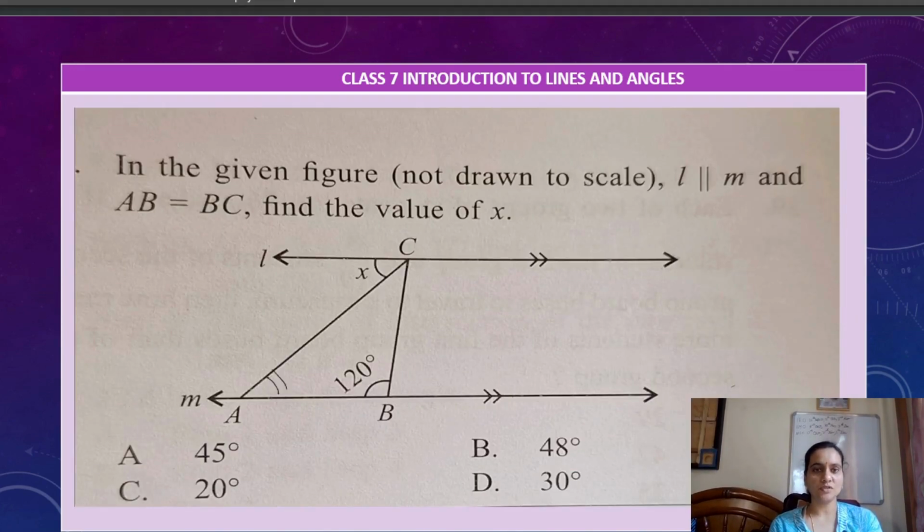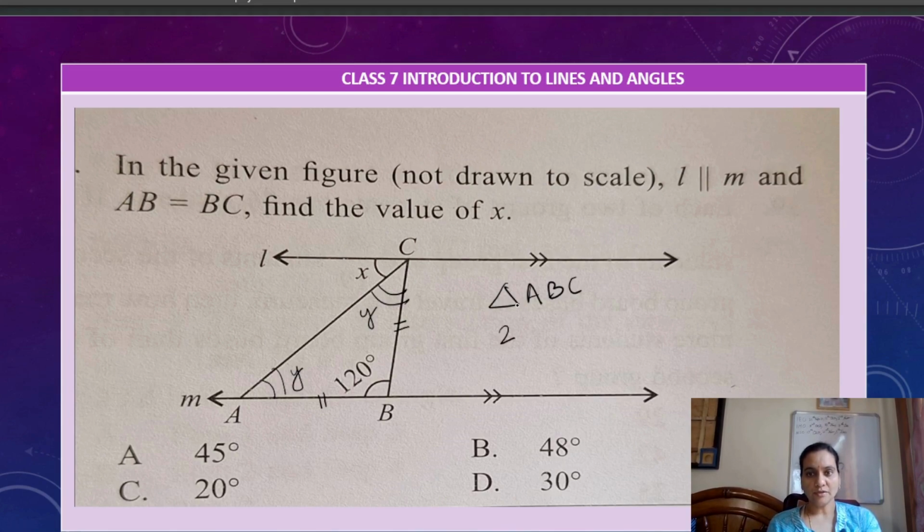Now let's have a look at this question. In the given figure, not drawn to scale, L is parallel to M and AB equal to BC. Now this here AB is equal to BC. Okay. Before we think any further, just look at this. This is a triangle ABC. Triangle ABC, AB equal to BC means these two. This is an isosceles triangle. Now in an isosceles triangle, the angles opposite to the equal sides are also equal, which means these two angles are equal. So if this is y, then this should also be equal to y.